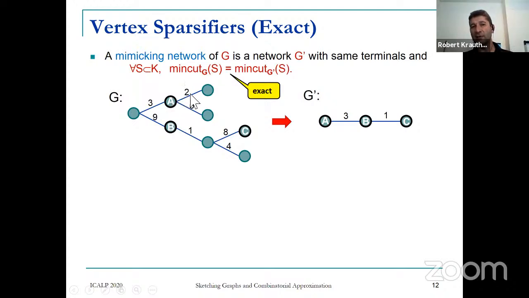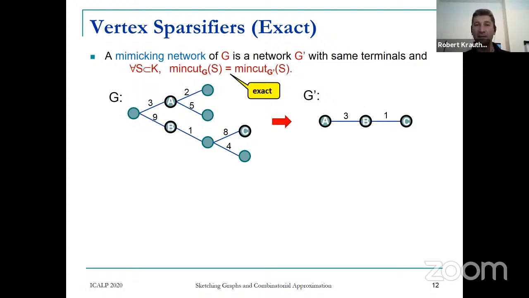The edges that are labeled 2 and 5 are not interesting for cuts between A, B, C. So I can completely delete them from the graph. Now, if I care about cuts between A and, say, B, C, then I'm either going to cut the edge of cost 3 or the edge of cost 9, but not both. And of course, among the two, it's better to cut the edge of cost 3. So in the mimicking network, I'm going to connect A and B with the edge of cost 3.